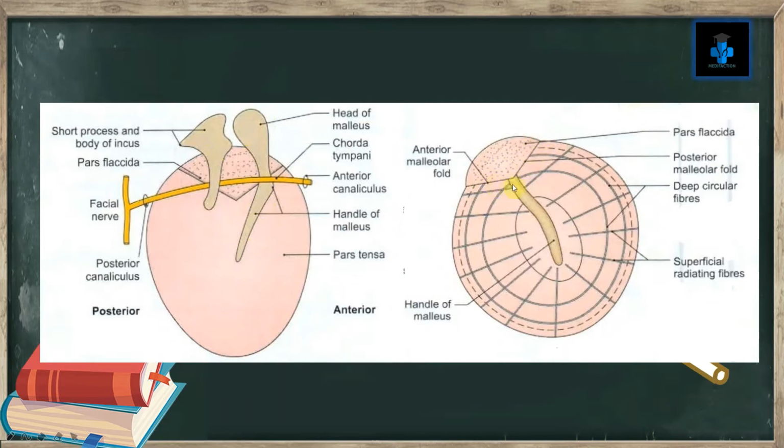Again, pars flaccida, the handle of malleus, and as I told, this is the superficial radiating fibers, and these are the deep circular fibers. Let's move on.